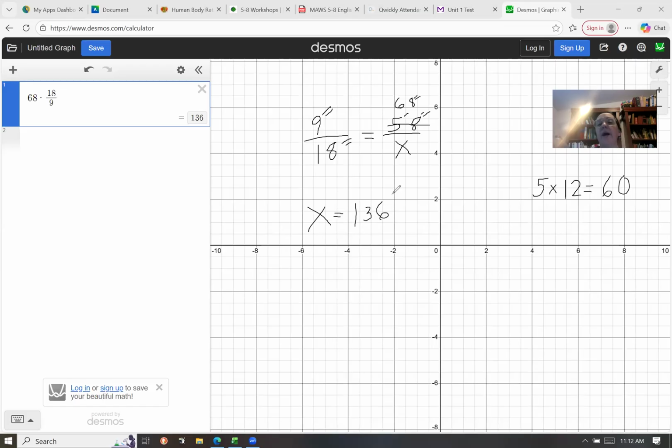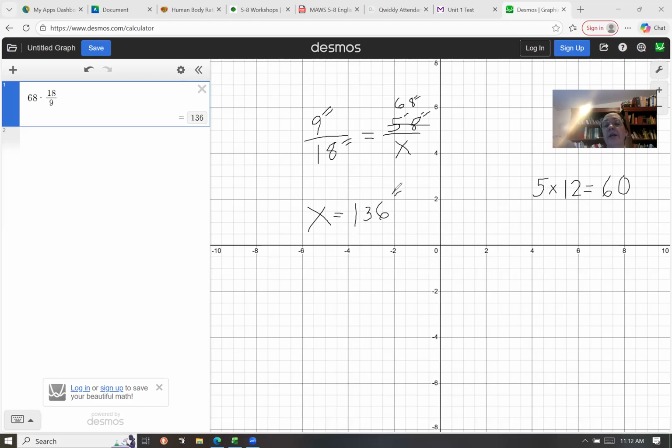Okay, now when you do that with your own height and foot length, you should be getting something similar to 136, but it may not be exact because body ratios are approximately equal, but it won't be exact. But if you're way off from 136, like if you only got 15, you did something wrong. Or if you got 1,000, you did something wrong.